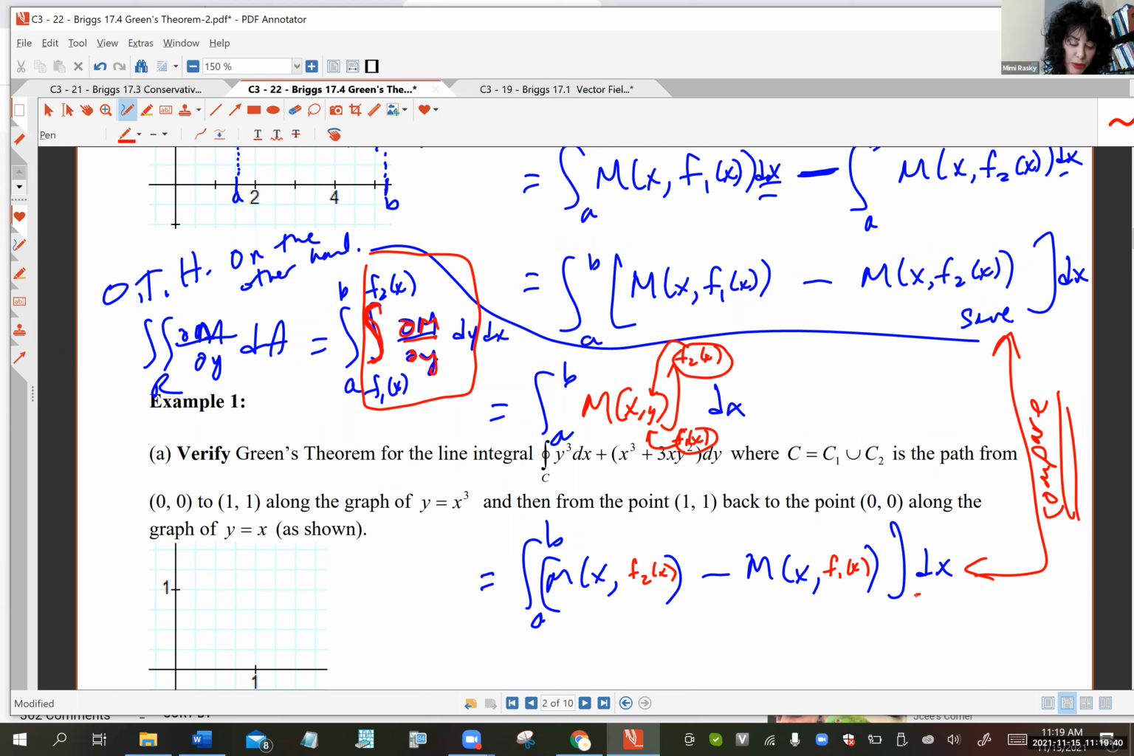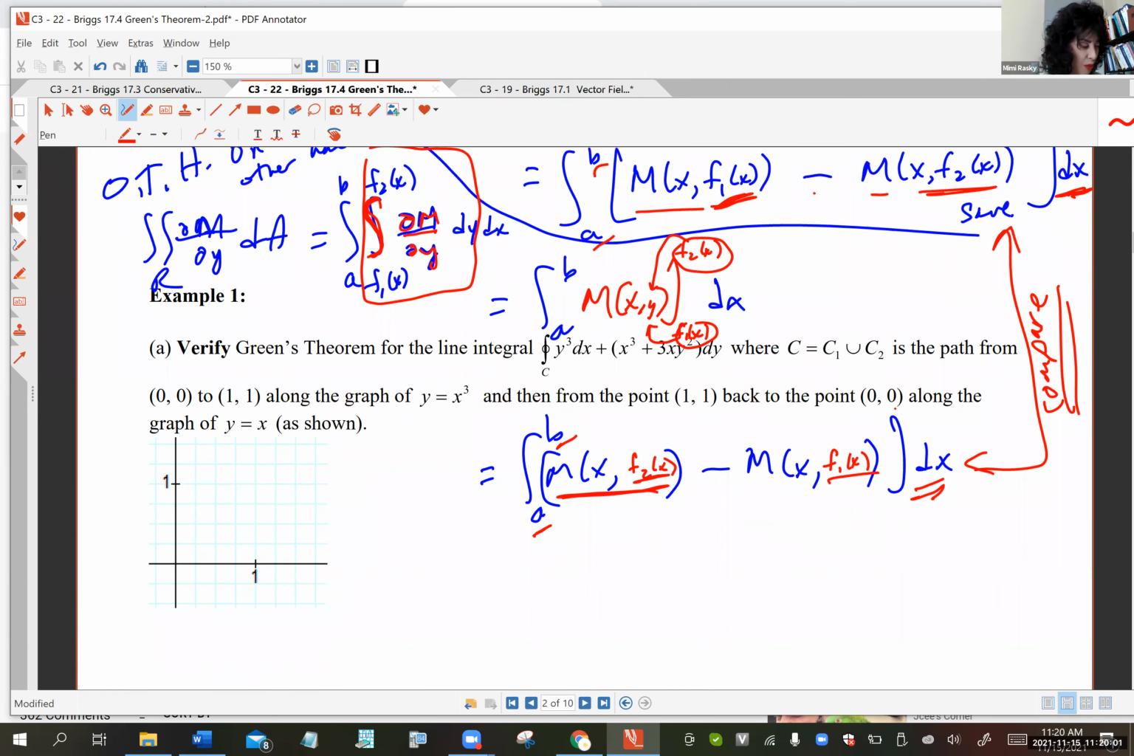You notice they're both with respect to x, right? And they both have the same limits, a to b. But this one here is the integral of f1 of x minus f2 of x. And this one has it backwards. It's got f2 of x minus f1 of x. So what can we say?